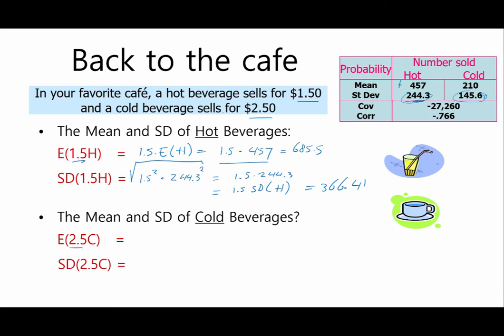2.5, right? That's the price for cold beverages. How do we get the expected value? 2.5 times the expected value of cold beverages in units. So that's equal to 2.5 times 210, which is equal to 525. What about the standard deviation?